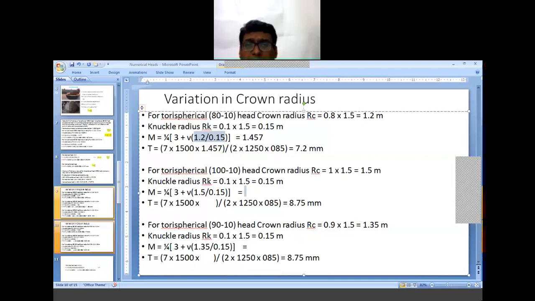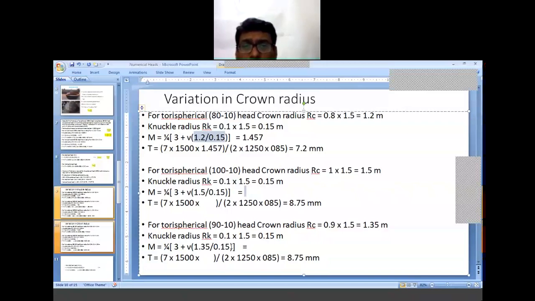Then RK, then M, which will be equal to 1/4 into bracket 3 plus under root of 1.5 divided by 0.15. And similarly for the third case, M will be equal to 1/4 into bracket 3 plus under root of 1.35 divided by 0.15.